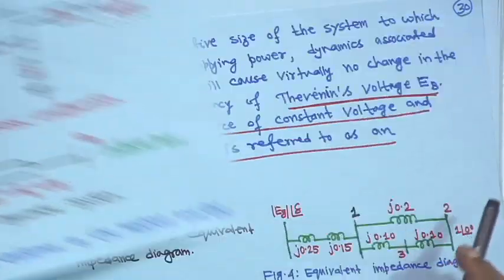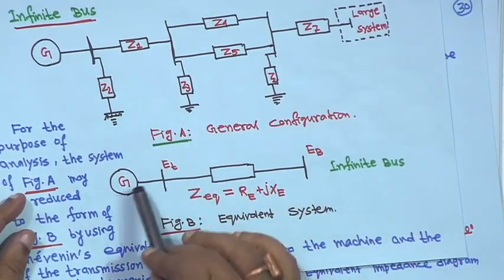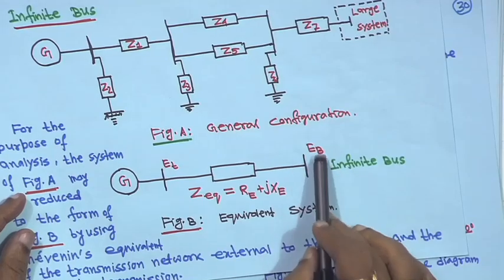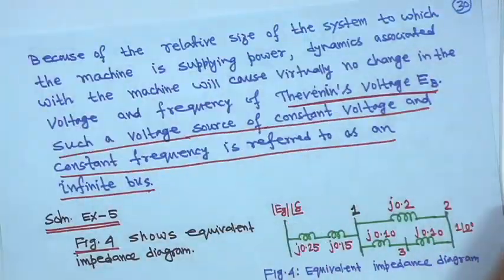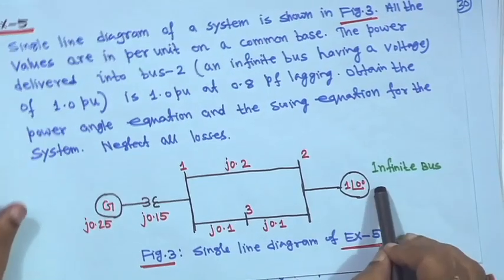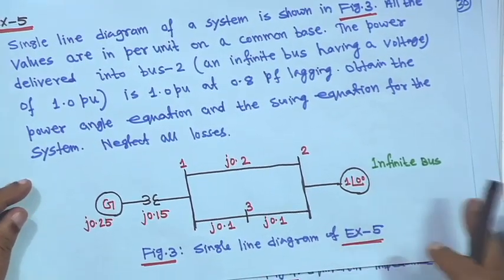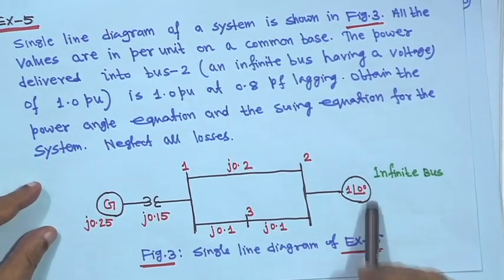Basically, it is a Thevenin voltage E b, and the system is so large that its dynamics cannot affect this voltage magnitude and its angle. So, that is the definition of the infinite bus. Because in this problem an infinite bus is there, I thought I should explain it to you, and in most numericals you always take it as 1 angle 0.